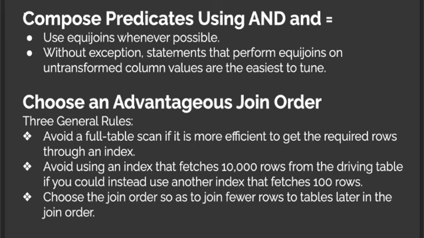The main objective of SQL tuning is to avoid performing unnecessary work to access rows that do not affect the result. This leads to three general rules. Avoid a full table scan if it is more efficient to get the required rows through an index. Avoid using an index that fetches, for example, 10,000 rows from the driving table if you could instead use another index that fetches 100 rows. Choose the join order so as to join fewer rows to tables later in the join order.